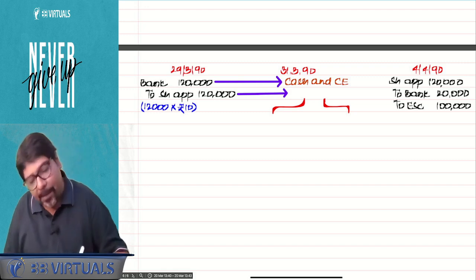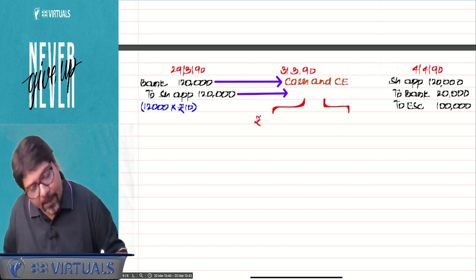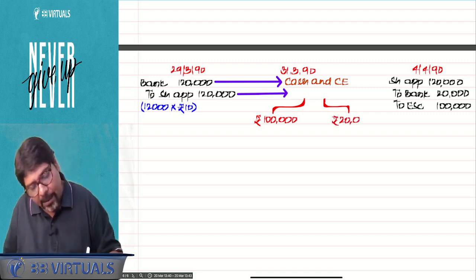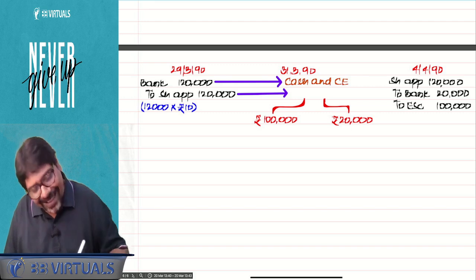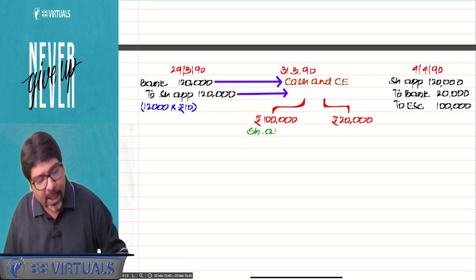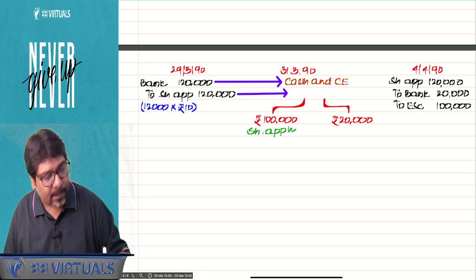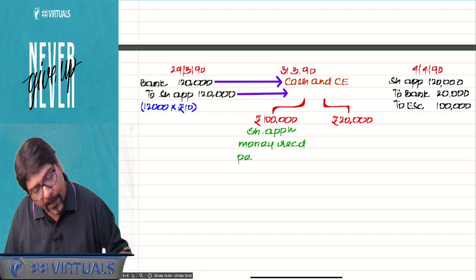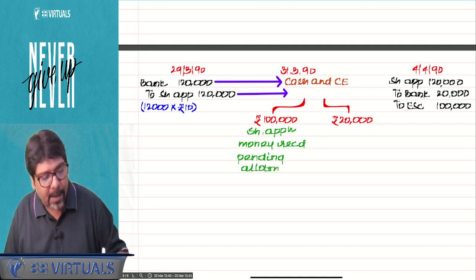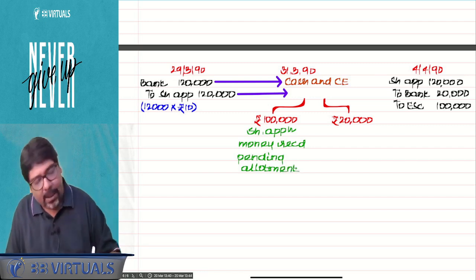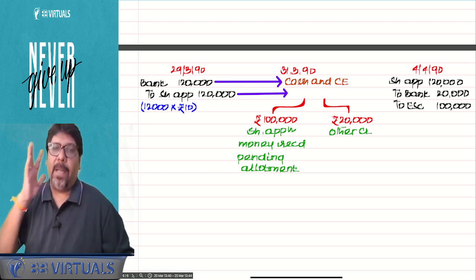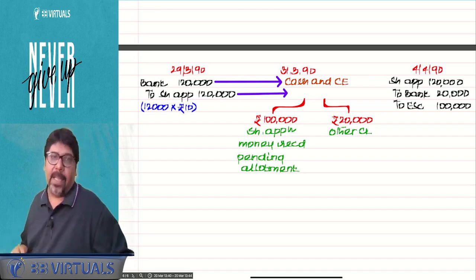This 1,20,000, let's break it into two parts. First is rupees 1 lakh, to whom we are going to allot shares. And remaining is 20,000 which we are going to refund. Am I clear? The 1 lakh will come as share application money received pending allotment. Correct? And the remaining 20,000 will come as other current liability, because that is refundable. Am I clear? Yes, sir.